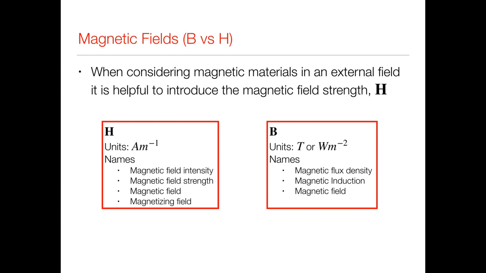If you're reading something and they say a magnetic field of 4 Tesla, well, that must be B because they're giving you the units. So checking the units is a way, because B and H do have different units.